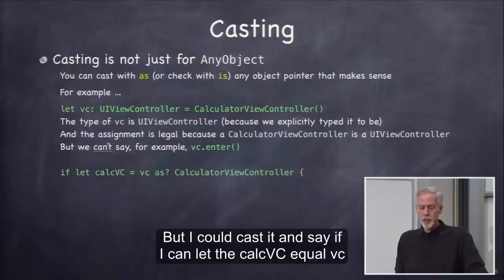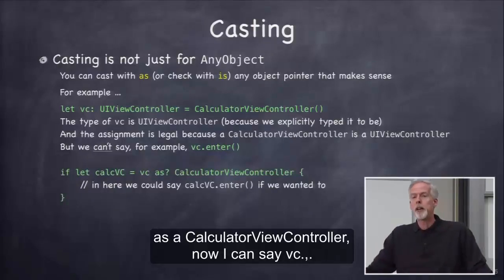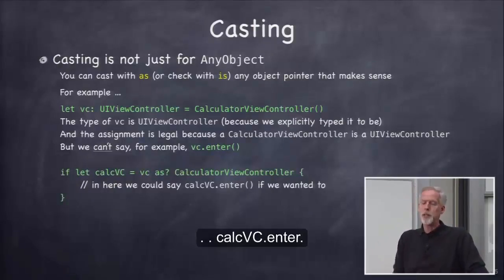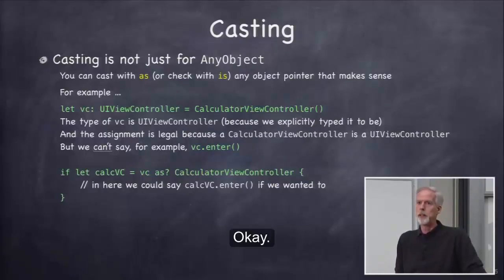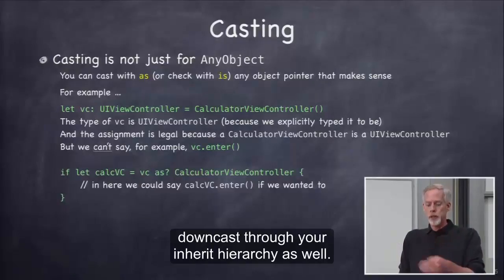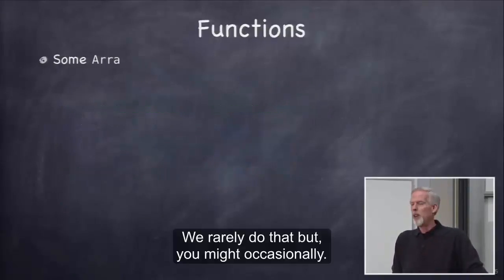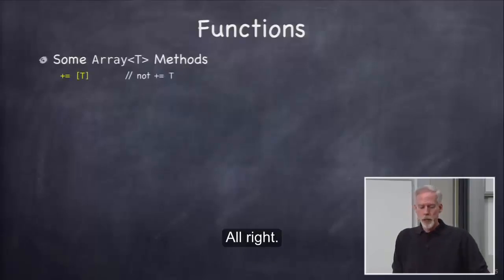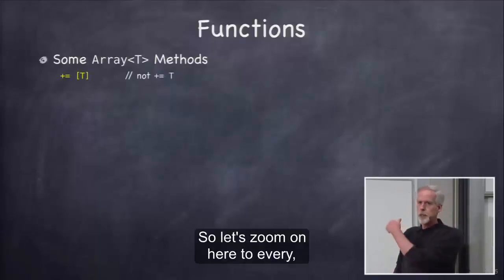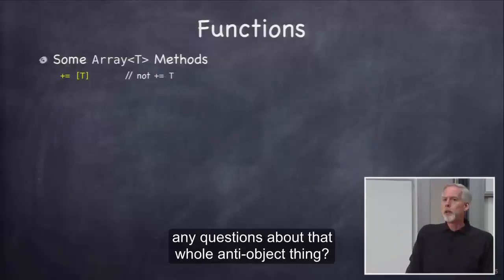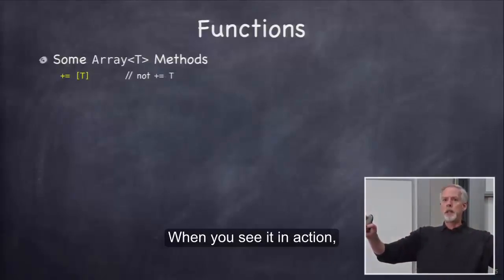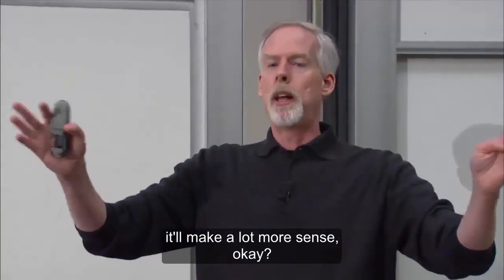But I could cast it and say, if let calc VC equal VC as calculator view controller, now I can say calc VC.enter. Okay? So you can downcast through your inheritance hierarchy as well. You rarely do that, but might occasionally. All right, so let's pause here for any questions about that whole any object thing. When you see it in action, it'll make a lot more sense.